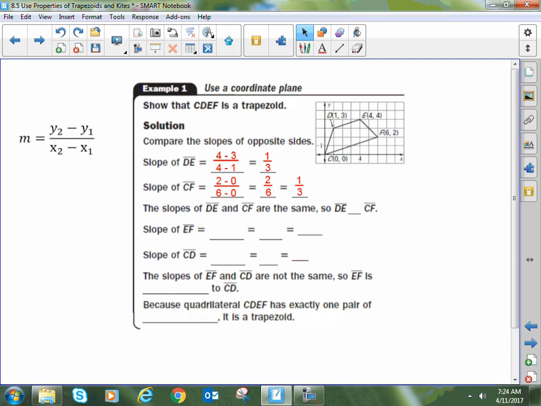And since the slopes are the same, that means those two segments will be parallel to each other. So we at least have one set of parallel sides. Moving on to the second set of segments, EF gives us a slope of -1, while CD gives us a slope of +3. So they are not parallel to each other because their slopes are different. Because I have only one set of parallel sides in this particular quadrilateral, I wouldn't be able to justify saying that it is a trapezoid.